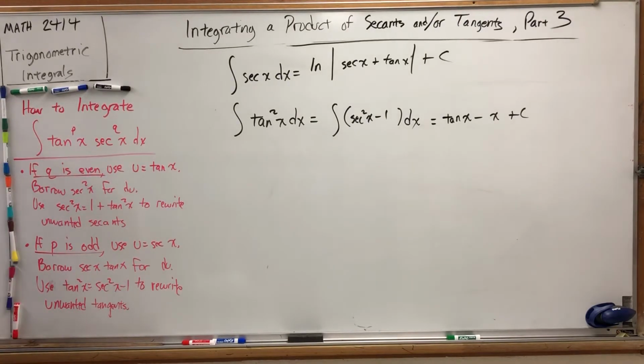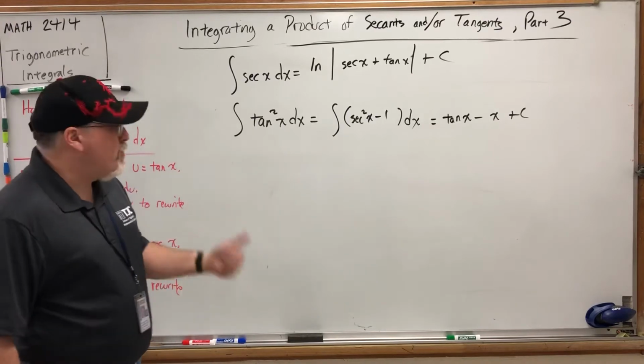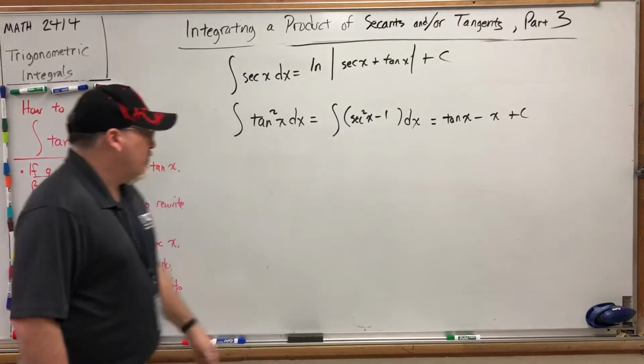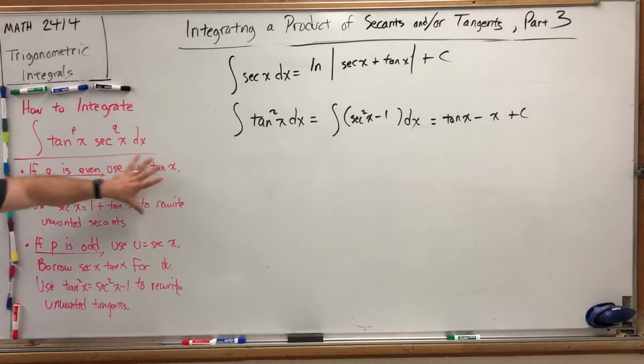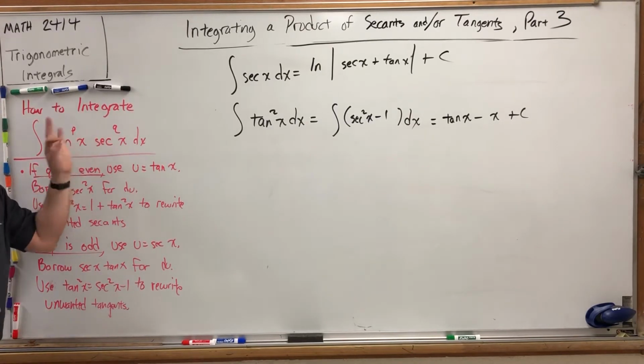And really, it's kind of driven by this. There were no secants. Secant to the 0 power, 0 is even, so we used a substitution of tangent, but we had to create the secant squareds for the du package by using this trig. So you know what? I take that back. It completely falls under this. It's just very stealthy because this even power is 0.